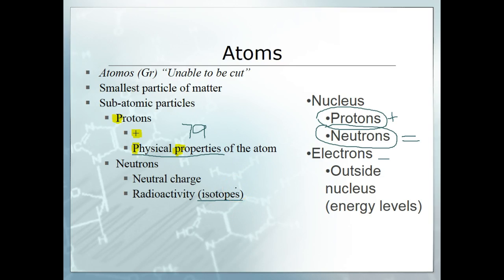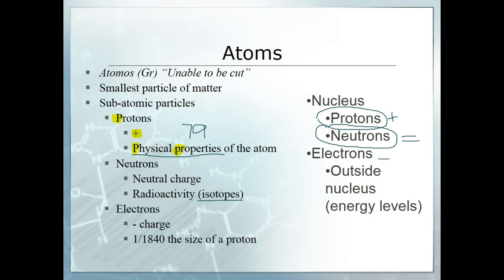And isotopes are radioactive. A lot of times you hear about carbon-14 dating or radioactive dating, radioactive decay, when you're talking about dating fossils or dating rocks. They're using the half-lives and the radioactivity in these neutron-rich isotopes to accurately date something.